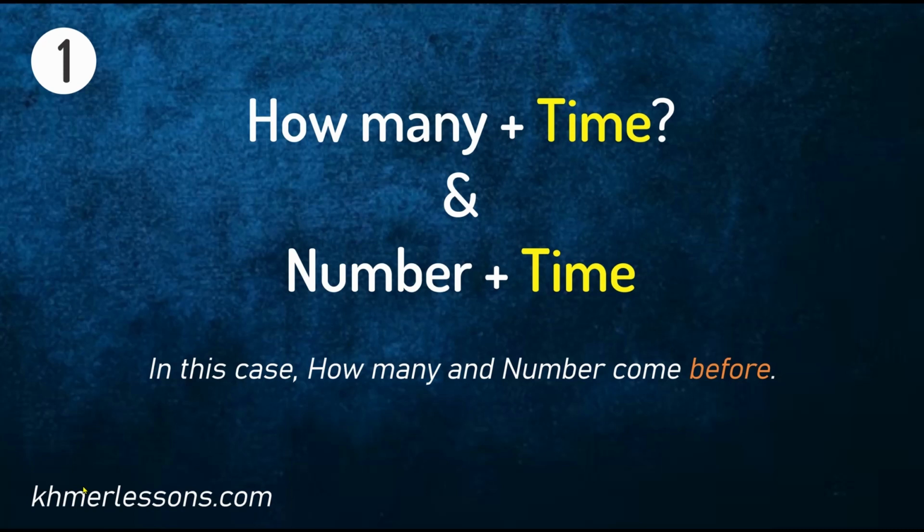Number 1, when you use how many or number before time. In English, it's how many plus time, number plus time. And time in this point refers to hours, minutes, days, weeks, or something related to time or date. In this case, the words how many and number come before time in Khmer, so it's the same as in English. Now let's see an example.